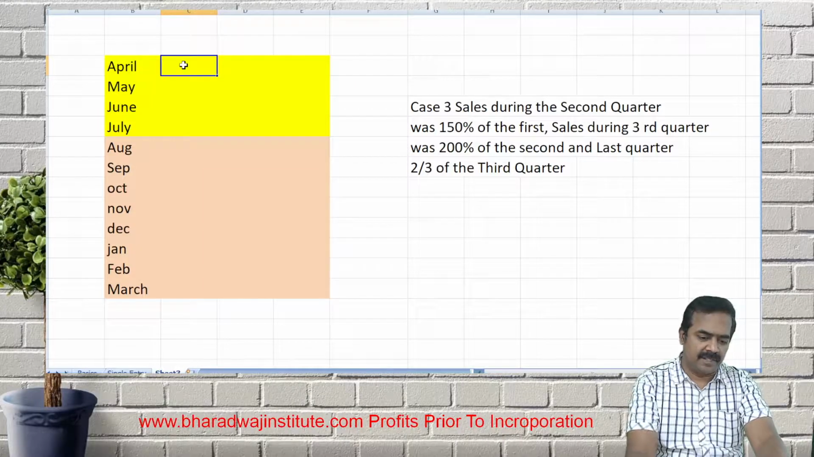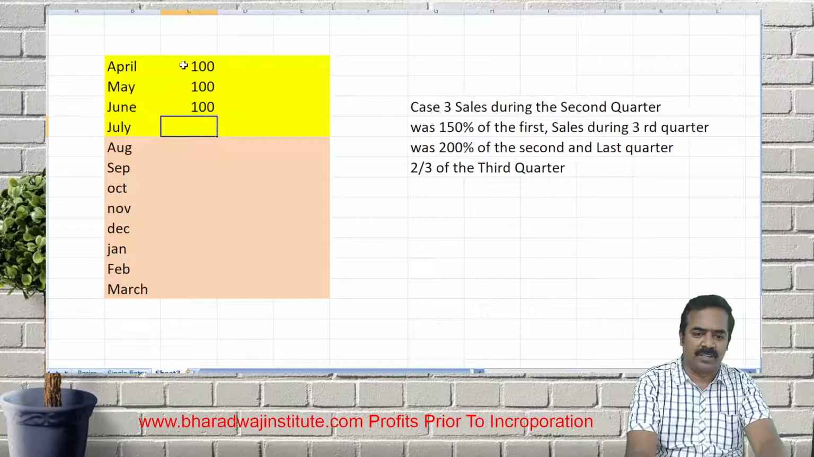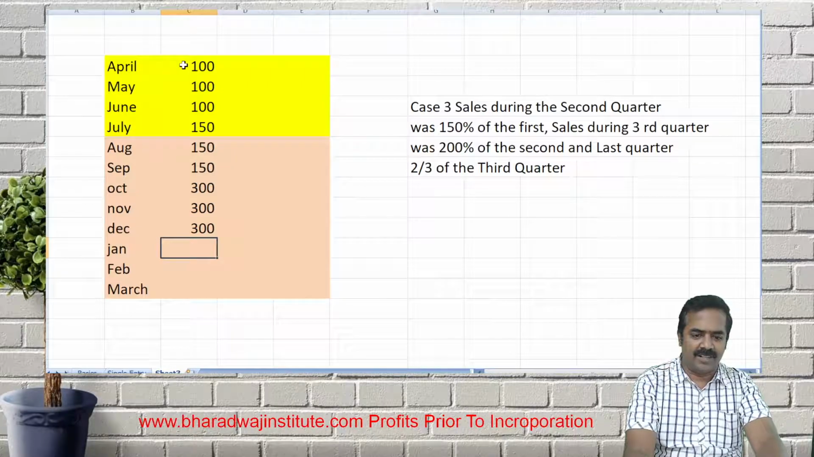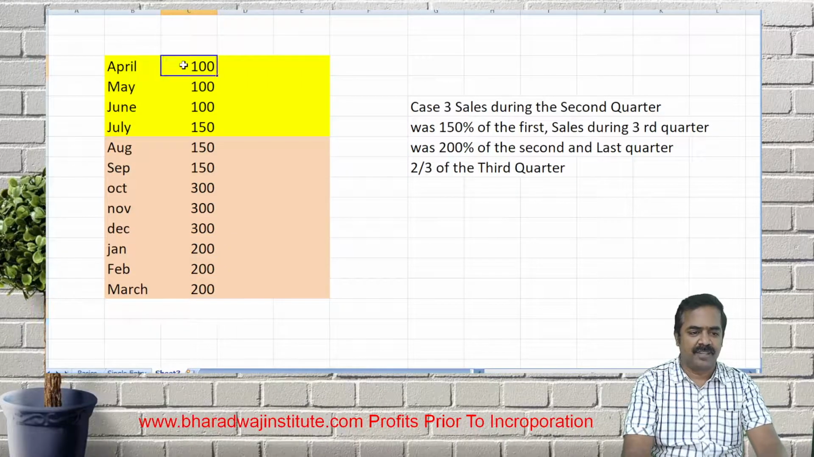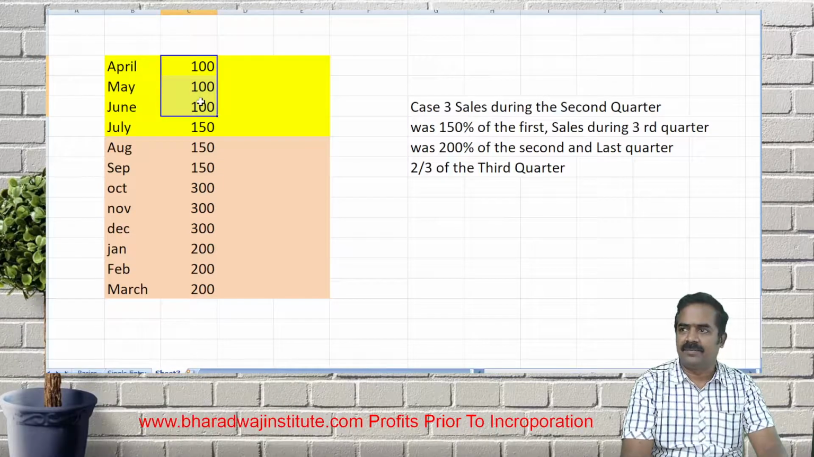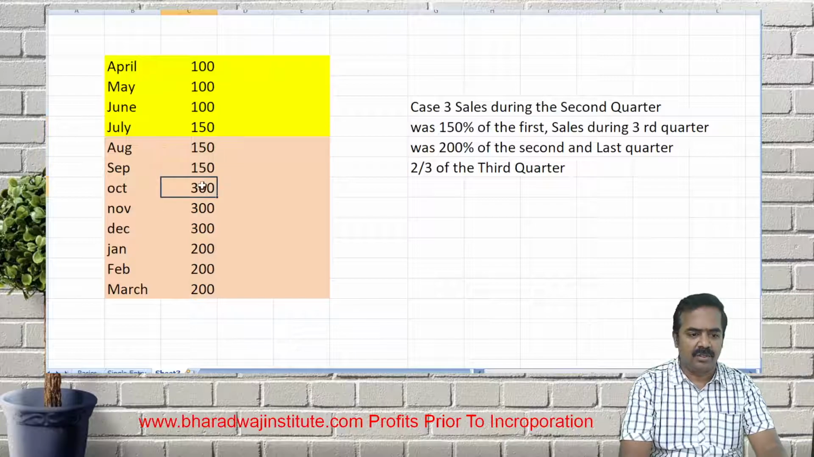Since it is given in percentage, don't think too much. Take the first quarter as 100. The next quarter is 150%, so 150. Next, 200% of the second quarter is 300. Next, 2/3 of the second quarter is 200. Here 100, then 150% is 150, double is 300, and 2/3 is 200.